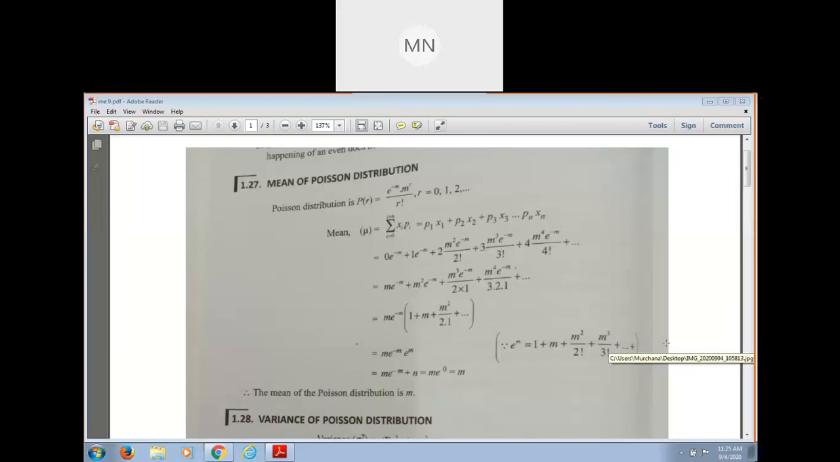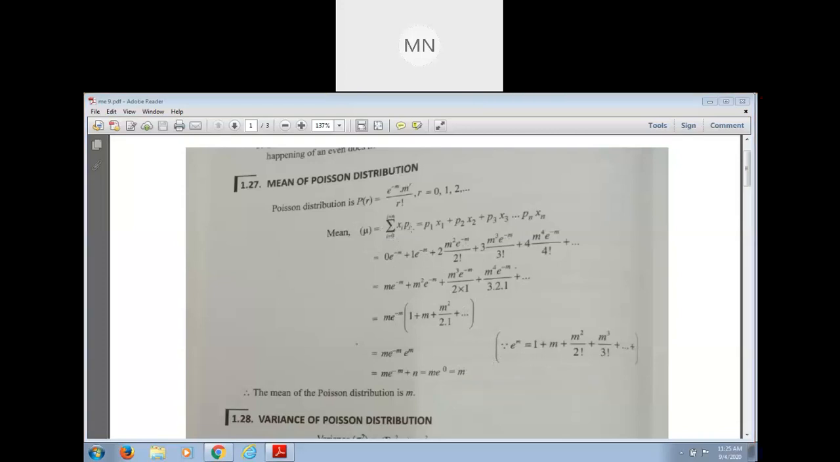When we consider a discrete probability distribution, expectation is defined as the summation of xi into pi, where pi is the probability of xi. If x is a discrete random variable, then expectation can be defined as the summation of xi into p(xi). Here p is the probability, so in place of p, we put the probability mass function of this distribution, which is e to the power minus m, m to the power r, divided by r factorial. Using the definition of expectation, we can find that the mean is m.